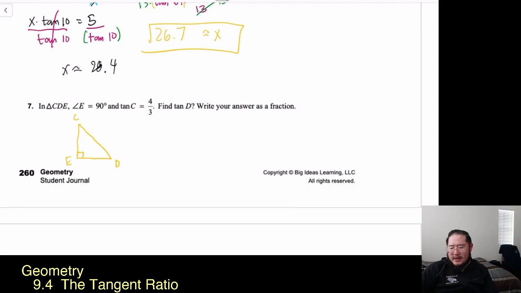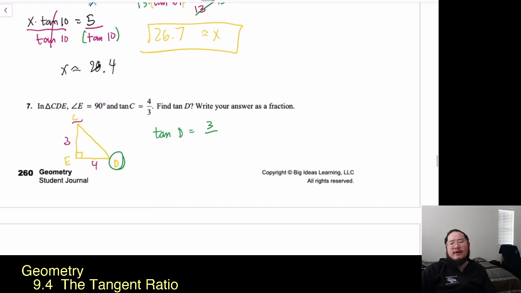All right, so now if we take a look at angle C, let's start putting out opposite over adjacent. Opposite would be over here, E to D, and that would be 4. Adjacent would be 3. So what they're asking you for here now is, well, what is tangent D? Well, if I look at angle D, and I look at what's opposite, opposite is 3, adjacent is 4. I have found tangent D right there.